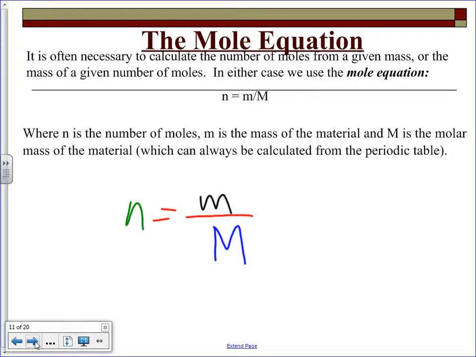N stands for the number of moles. So N is the number of moles. That's what the mole equation calculates, the number of moles of a material. Little m is the mass of the material, and that is always going to be in grams. The mass of the material is little m, and it's always going to be in grams.